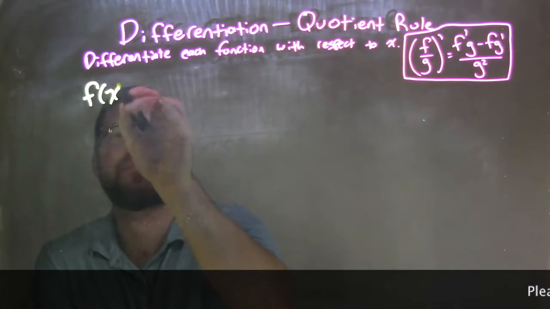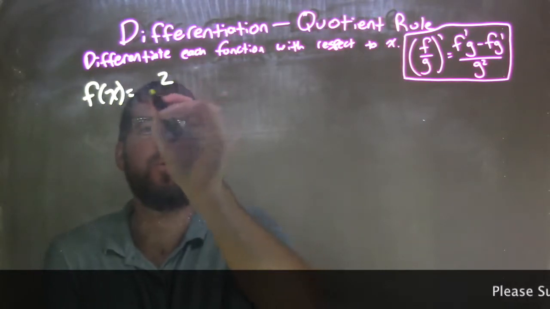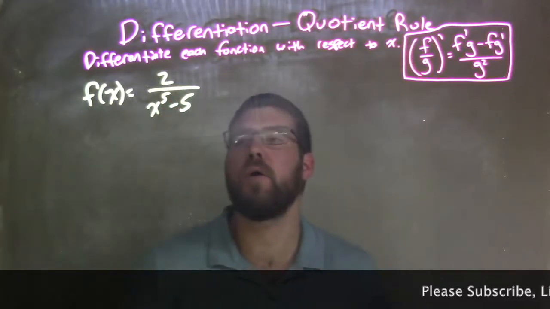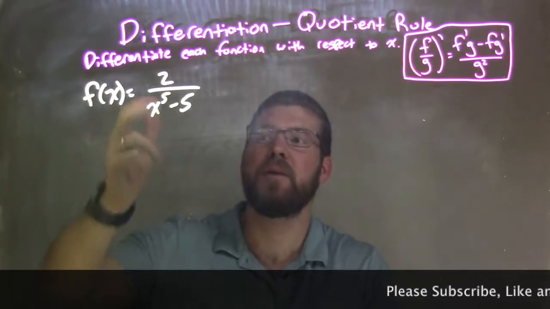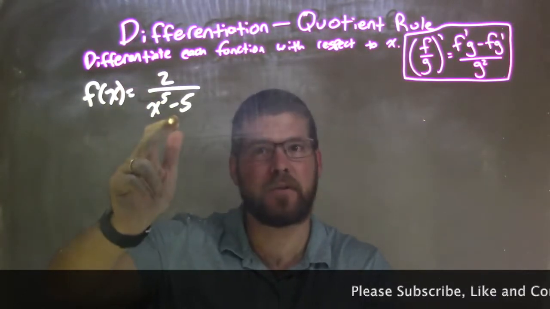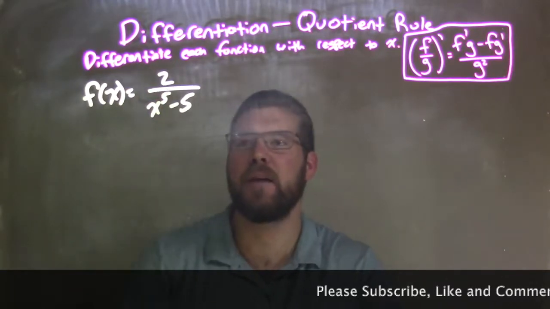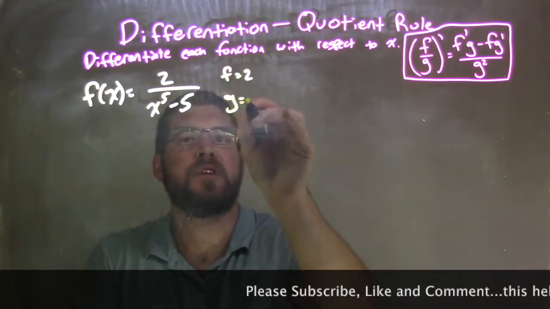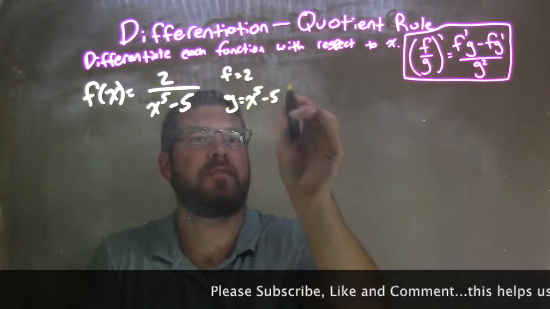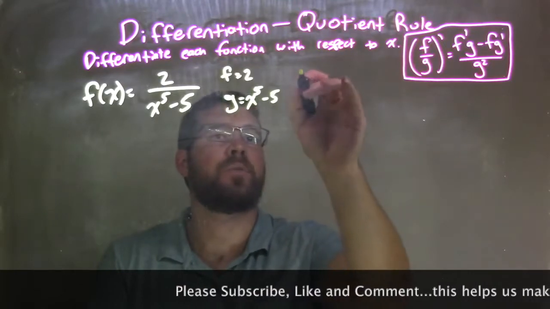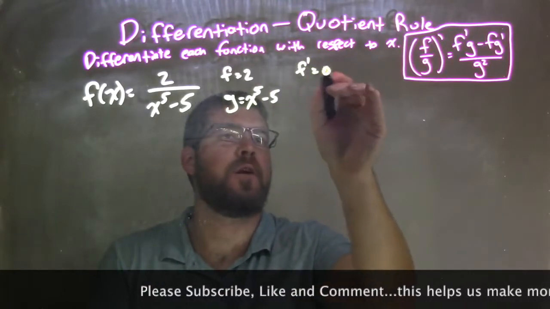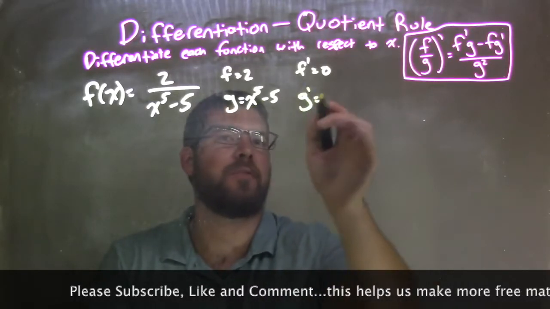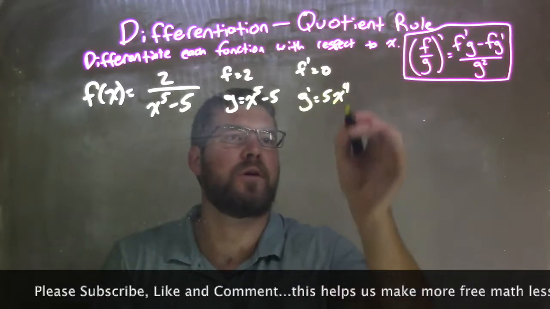F of x is equal to 2 over x to the fifth minus 5. Okay. Well, since I have this function, I can break it down to be a function divided by another function, one being 2, the other function being x to the fifth minus 5. I can label my top one f, which is 2, and my bottom one g, which is x to the fifth minus 5. Now while I'm at it, I can take the derivative of each one. F prime is just equal to 0, derivative of 2 is 0, and g prime here is, well, derivative of x to the fifth minus 5 is just 5x to the fourth, okay?